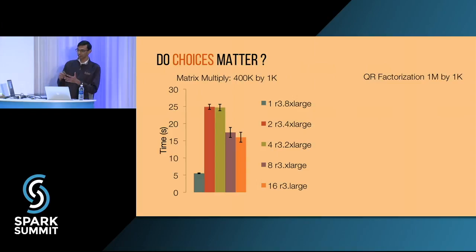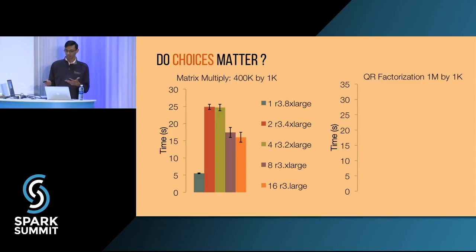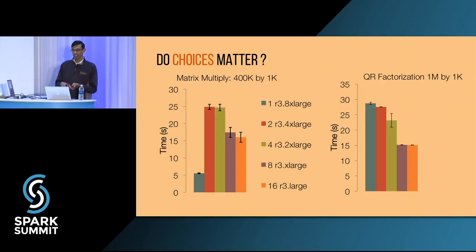This could also vary as you change the workload. So we ran another algorithm called QR factorization using the same setup that we had before. And in this case, the pattern looks a little bit different. The one big machine is actually much slower, and using 16 small ones is much faster. Now, this might seem pretty non-intuitive to you, like why would one machine be slower in some cases and faster in others?